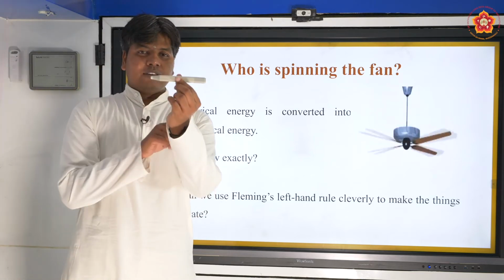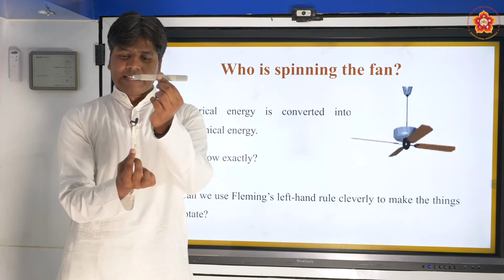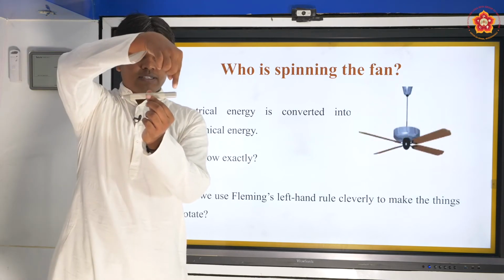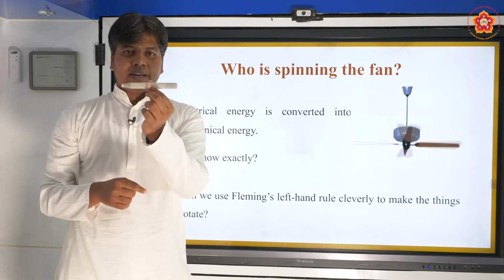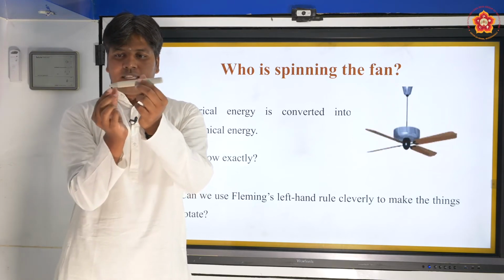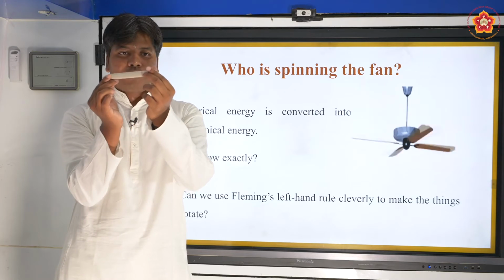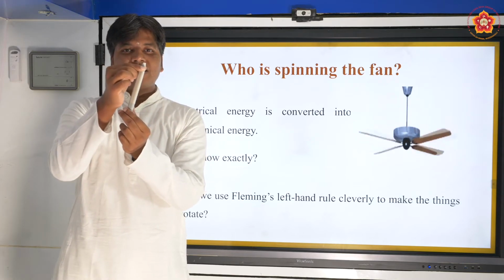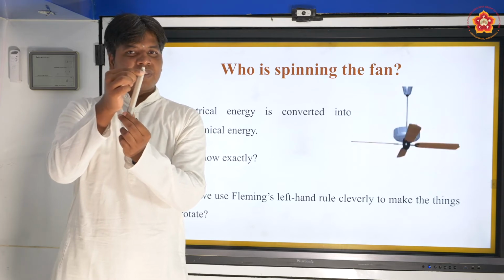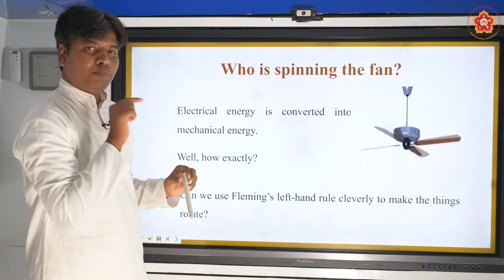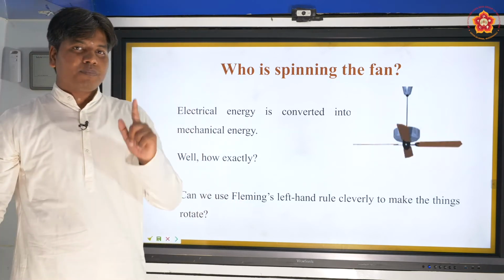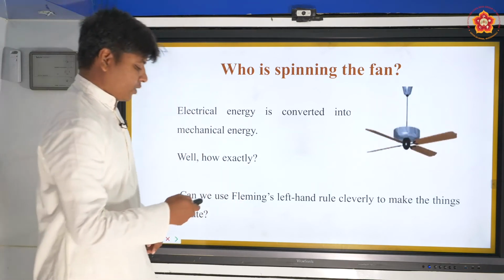If this is a body, if a force is acting upwards on this edge and another force is acting on this edge downwards, what is happening to this object? This force will make it move up, and this force simultaneously will make it move down. So it is helping in rotating, right? Let us go and explore in more detail how we can use this left hand rule to make the object have a full rotation. All right.